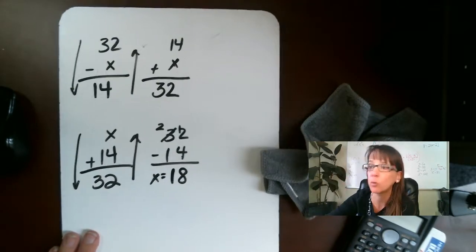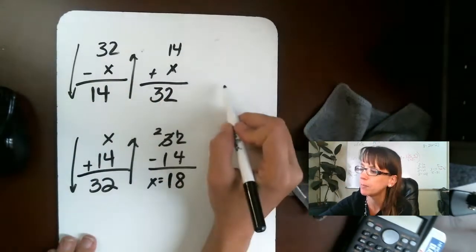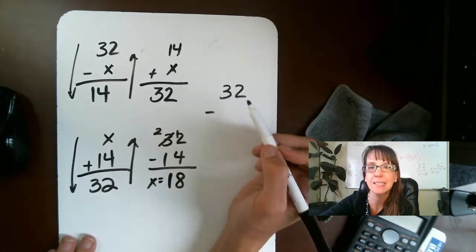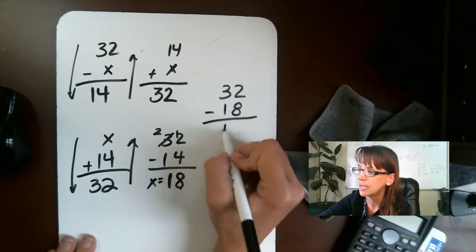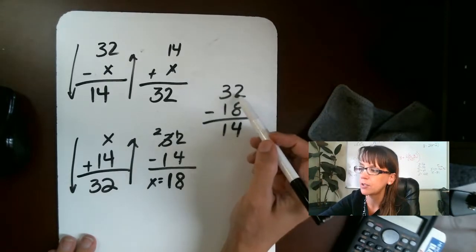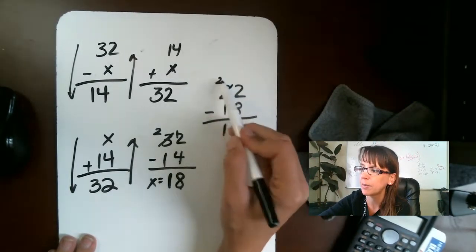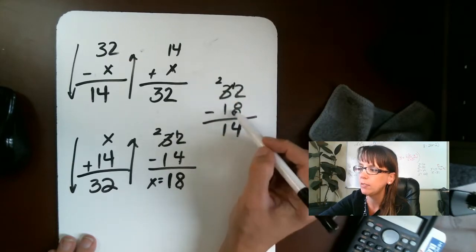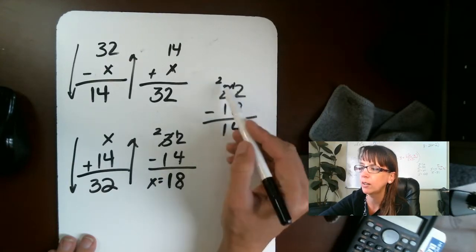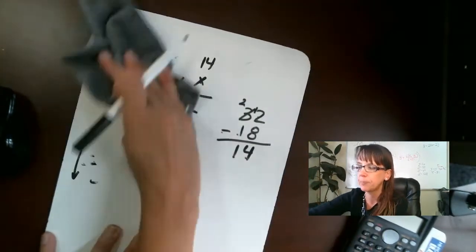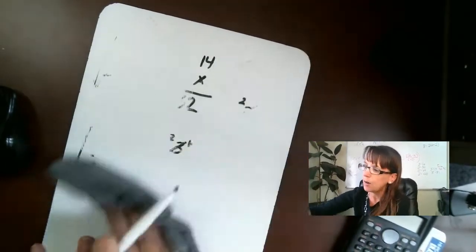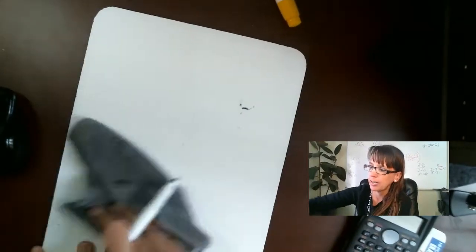Let's go back and check our work. This is the original problem. 32 minus, and instead of X, we're gonna put 18, is 14. Let's double check. 2 minus 8, we need to borrow, so we're gonna make that 2, and this 12. 12 minus 8 sure is 4, and 2 minus 1 is 1. All right, good work.